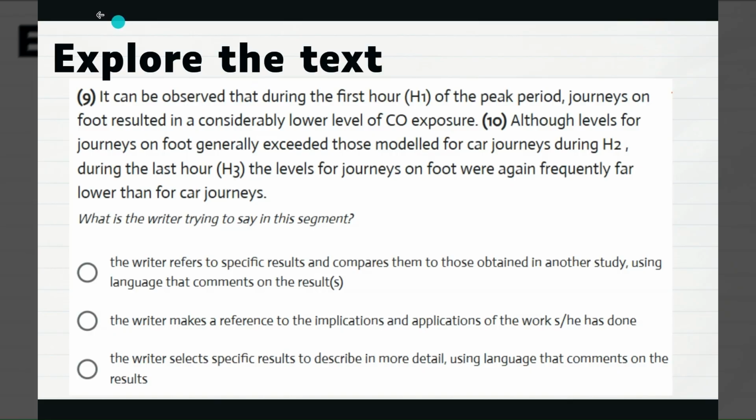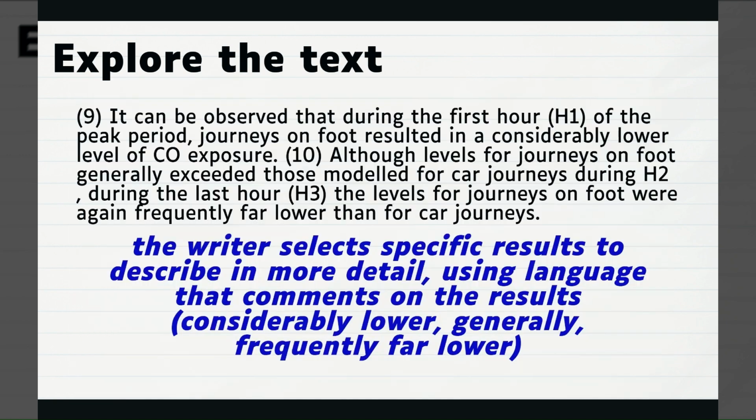Let's now head on to sentences 9 to 10. What do you think is the writer trying to say in this particular statement? So again, the writer selects specific results to describe in more detail using language that comments on the results. So I think we have here information from the first hour, okay, and then providing certain description, considerably lower. So the use of certain modifiers can help your readers better appreciate the meaning of your information.